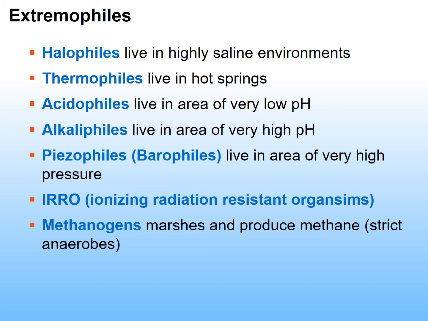Methanogens are quite interesting. They live in marshes and they produce methane, but they're strict anaerobes. So again, this is an unusual condition where they cannot survive in the presence of any bit of oxygen. Now anaerobes are pretty common, but it is a pretty extreme environment for them.